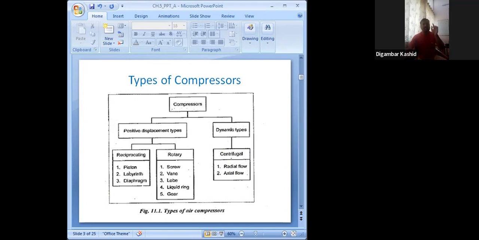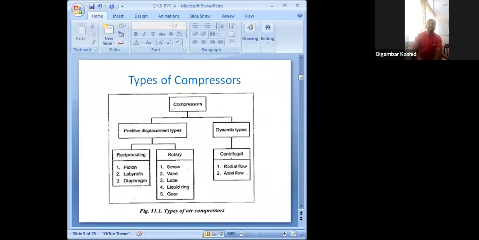And again, the reciprocating type air compressor is divided into three types: one is the piston type, then the labyrinth type reciprocating air compressor, and the diaphragm type. We are going to discuss this piston type. Then the rotary positive displacement type air compressor is further classified into five types: screw type, vane type, lobe type, liquid ring type, and gear type. So these are the five types of rotary positive displacement type air compressor.